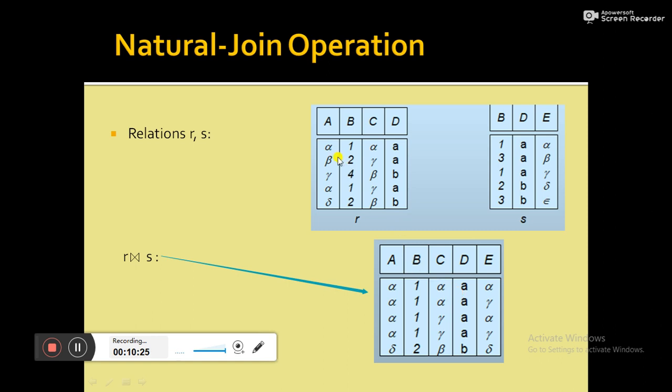Second, that same record will be compared with the second record of S. The common attributes are B, D and the value is 1A, but here the value is 3A. It is not matching, so the selection is not satisfied, and that record will not be selected. Next, we have to check it with the next record of S. The common attribute value is 1A, and this is also 1A, so that record will be selected. So alpha 1, alpha A and delta gamma will also be selected. So this one is the record that is selected.